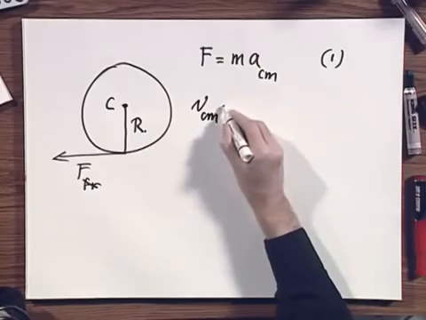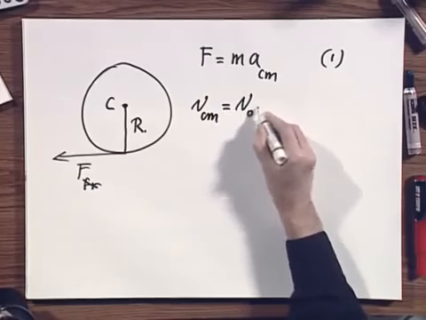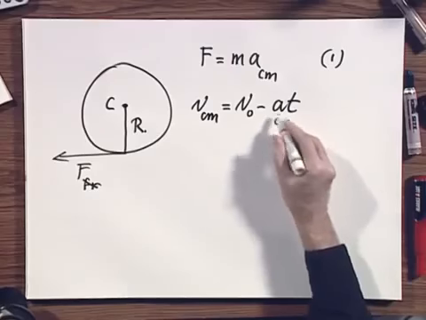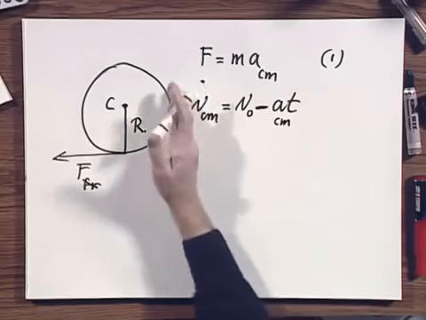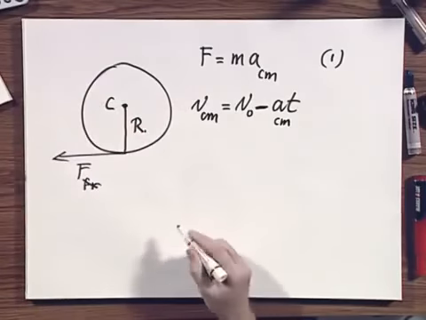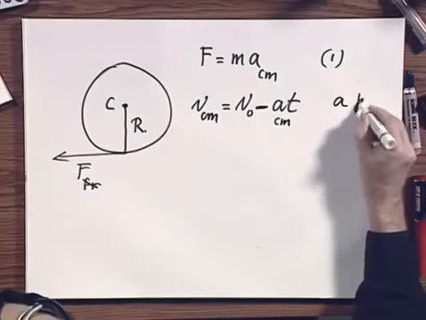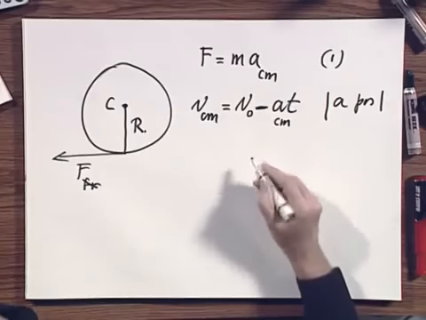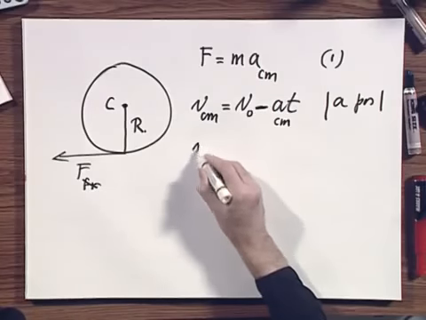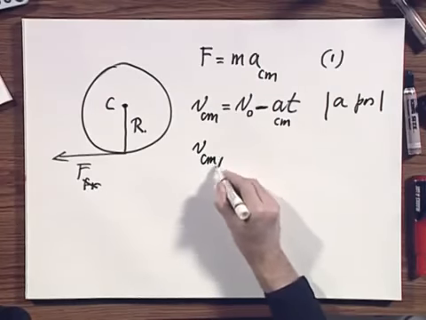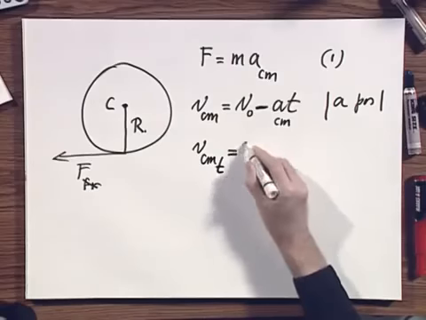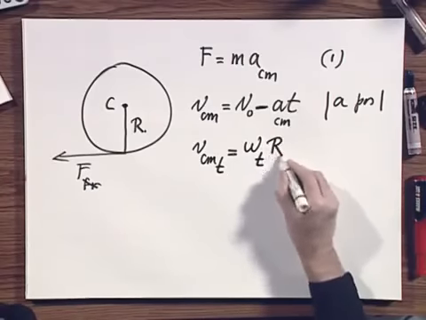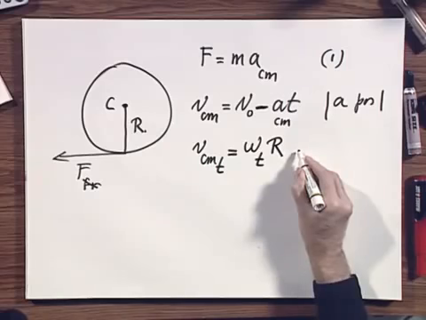V of the center of mass must be V0 minus at, which is the same a. Notice this minus sign already takes into account that the wheel is going to be decelerated. In other words, a, as a result, will be positive, because the minus sign is already built in. Then I have V center of mass at any moment in time that I am in pure roll must be omega t times r. That's my pure roll condition.